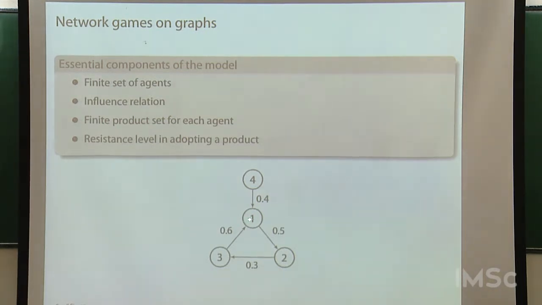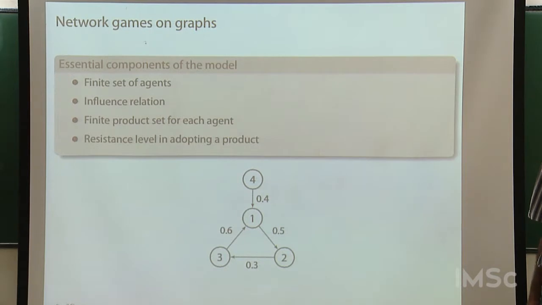So this essentially means that 1 is influenced by 3 and 4, and these values indicate the amount of influence. Okay, so 1 is influenced more by 3 than 4. Now, of course, these need not be symmetric, that's why it's directed. 1 being influenced by 3 does not mean that 3 is also influenced by 1. Okay, in general.